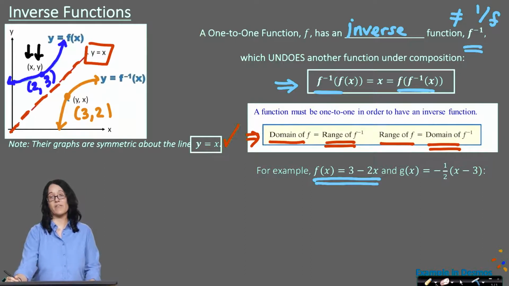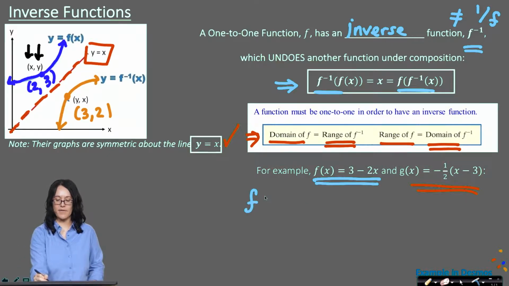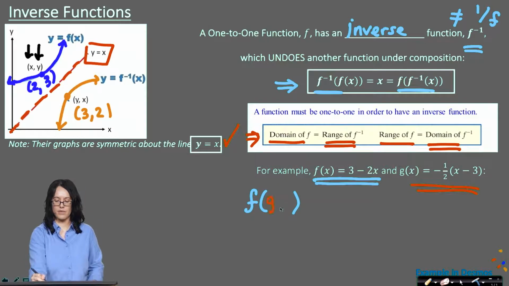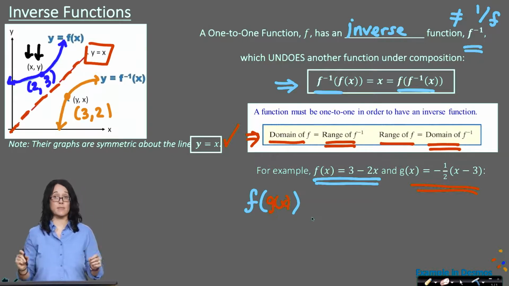In the function f of x equals 3 minus 2x, and the other function, g of x equals -1/2 times (x minus 3), if these are truly inverse functions, one way to check is if I put them inside of each other, they should undo the operations and give you just the input x. So let's try the first one. If I want to check if they're inverses, I'm going to check if f with g inside, f of g of x, truly gives me just x.